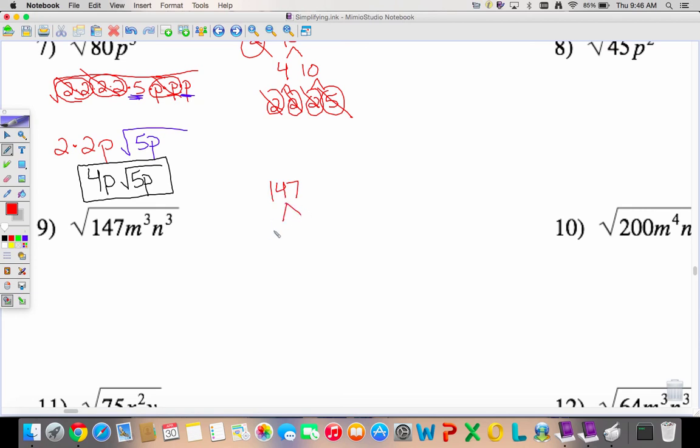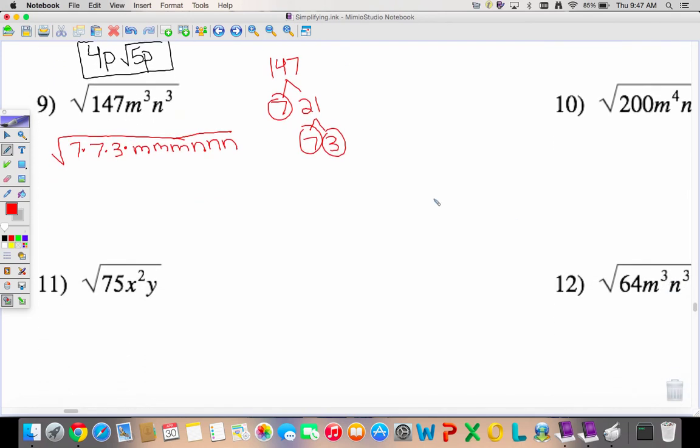All right. Number 9, last one I'll do. We have a square root of 147, m cubed, n cubed. So I'm going to write 147. Two numbers that go into 147, 7 and 21. 21 is 7 and 3. So we have 7, 7, and 3. So I have the square root of 7 times 7 times 3. And then we're going to write out our variables. I have m to the third power, so that means I have 3 m's. 1, 2, 3. And I have n to the third power, which means I have 3 n's. 1, 2, 3.